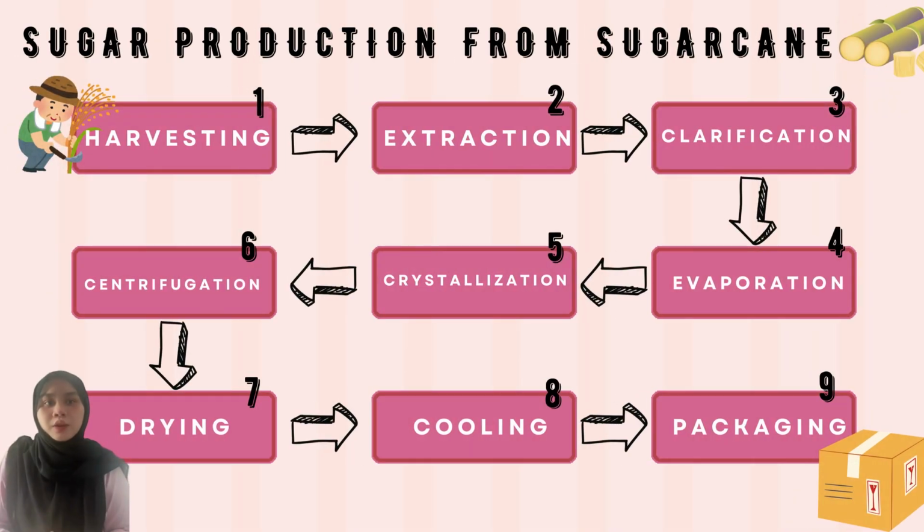Then I will proceed with sugar production from sugarcane. Basically, it involves 9 main steps, starting with the harvesting process, followed by extraction and then clarification. After that are evaporation, crystallization, and centrifugation. It then proceeds with drying and cooling. After all of the processes, it will be packed for shipping and sales. So these are the 9 steps involved in producing sugar.